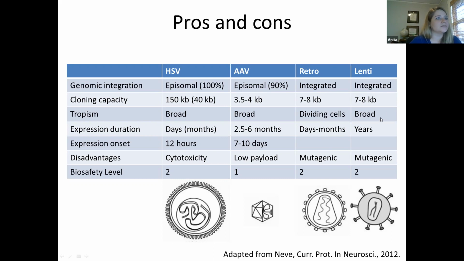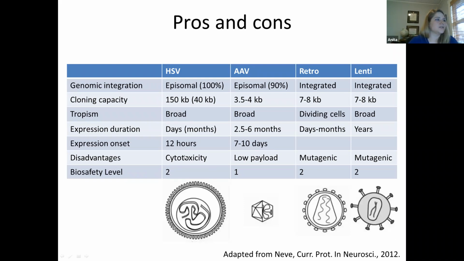And then lenti is years. I couldn't actually find the expression onset for lenti and retro, but I think it's fairly fast, on the order of days. But I think a lot of people are using lenti in cell culture, so I didn't want to post that information. This is all how long it takes to express in vivo. So expression onset for HSVs is within hours. And then for AAVs, it's 7 to 10 days. And I'll talk about why there's a latency there and how they try to get around that.